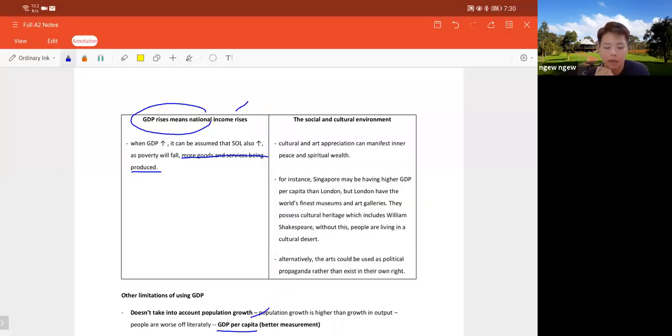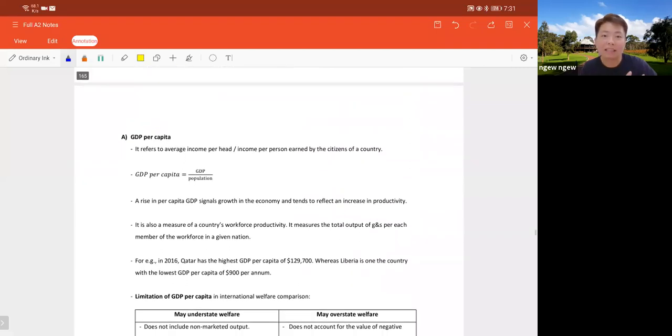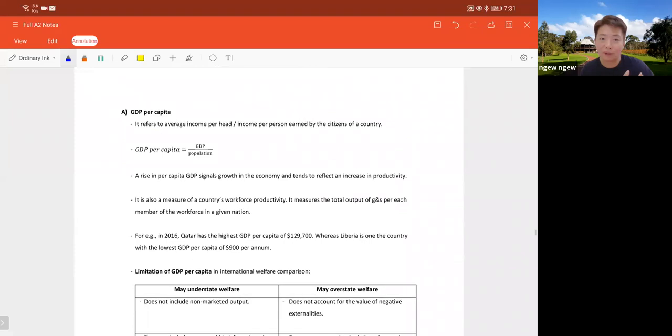Okay, moving on. After we discuss GDP as an indicator for standard of living, where GDP is suitable and where it is not so suitable, next we need to offer alternatives that we can use to measure standard of living other than GDP, despite the many weaknesses we found in GDP. As mentioned just now, we can use GDP per capita as another indicator for standard of living.